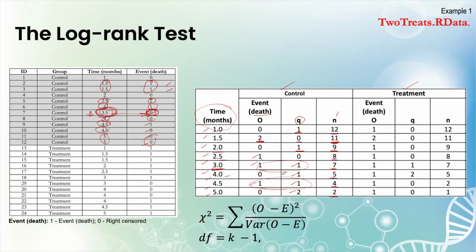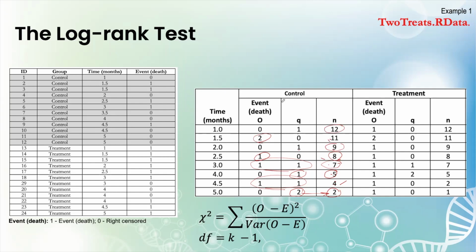Okay? Or in other words, we may do it backwards. So this is 2. 2 plus 2 here, that is 4. 4 plus 1, that's 5. 5 plus 2, that's 7. 7 plus 1, that's 8. 8 plus 1 is 9. 9 plus 2 is 11. And 11 plus 1 is 12.